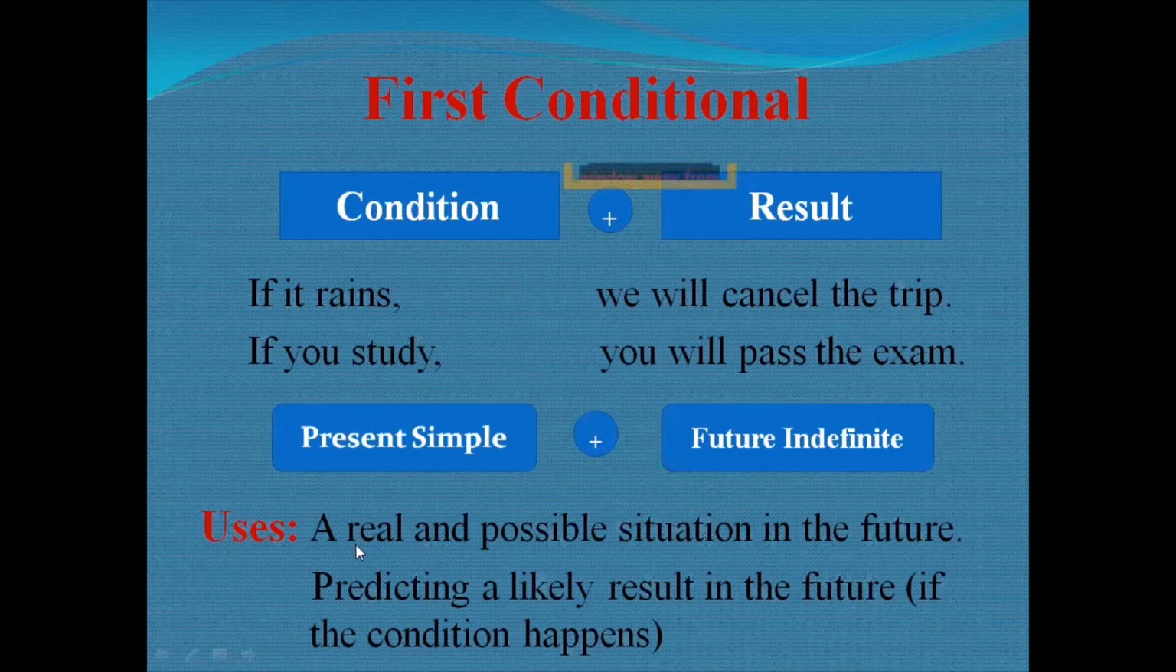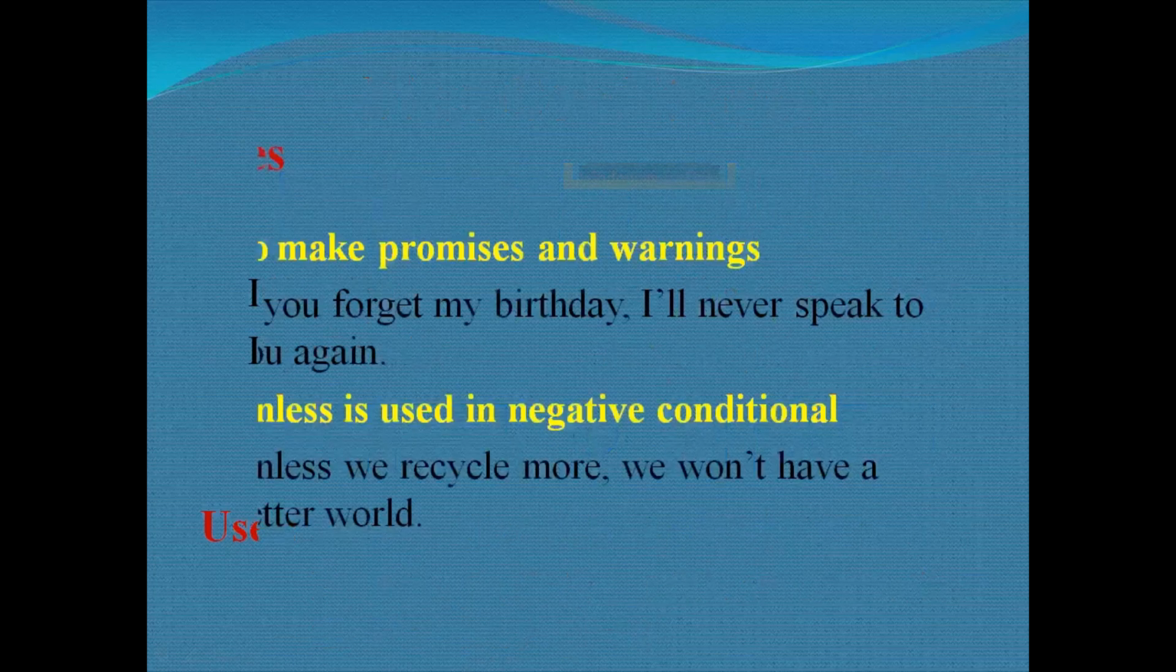What are the uses of first conditional? A real and possible situation in the future, predicting a likely result in the future if the condition happens. So we predict that there are 90% chances for this condition to be fulfilled, right? If it rains, we'll cancel the plan. If you study, you will pass the exam. So it is a likely condition. It is going to happen. There is a possibility that this condition will be fulfilled.